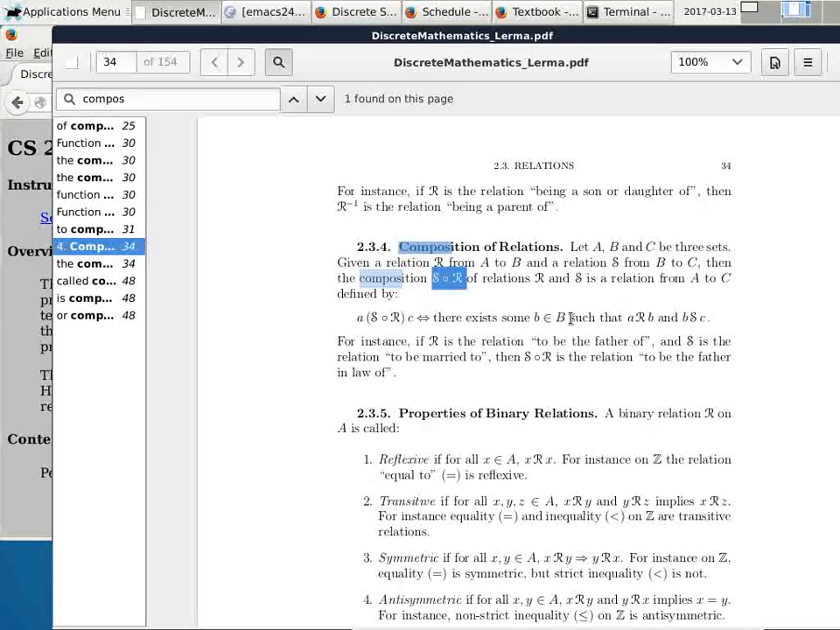So here I have the relation S. Let me try to be consistent with the book. So here I leave it the same, but I do the composition in the other way. So this one is S composed to R, in which I do first R and then S.